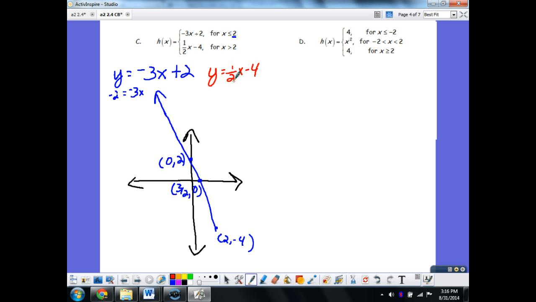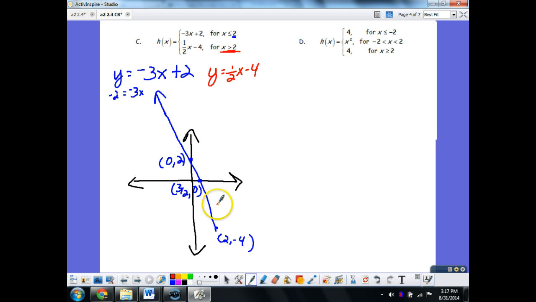What do we know about this line? Well, we know that the y-intercept is negative 4 and the slope is 1/2, but we don't worry about the y-intercept for this part because we're only concerned about those x values greater than 2. So we're going to find the value of this function at x equals 2. So 1/2 times 2 is 1, minus 4 is negative 3. Now, the thing with this is it's only x is greater than. So it doesn't include 2 itself.